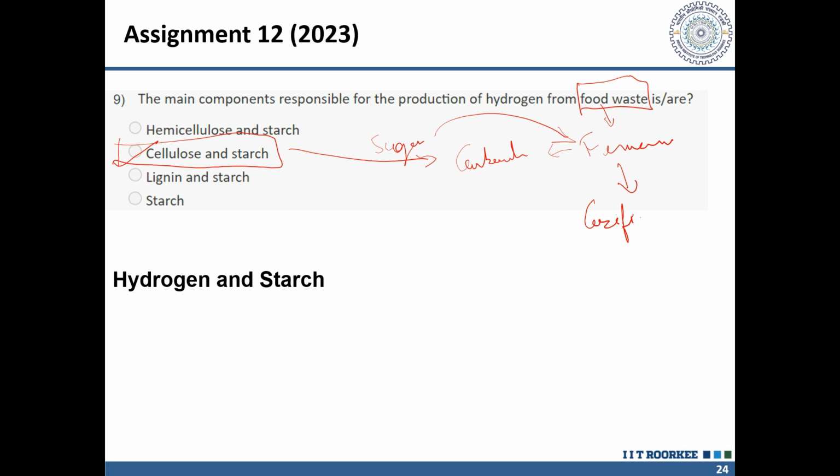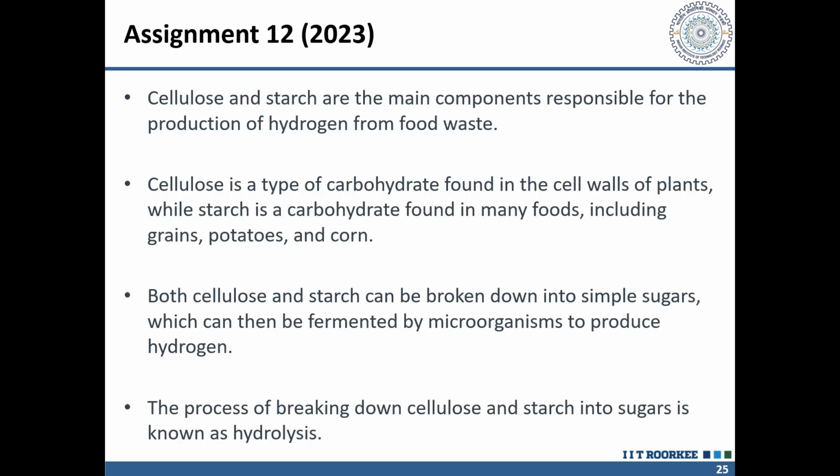And after the fermentation of these sugars, we can get methane and carbon dioxide, and further we can do the gasification to produce hydrogen. Therefore, we need cellulose and starch to produce hydrogen from food waste. So, cellulose and starch are the main components responsible for the production of hydrogen from food waste.